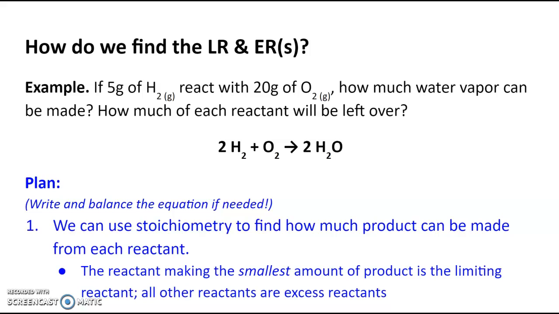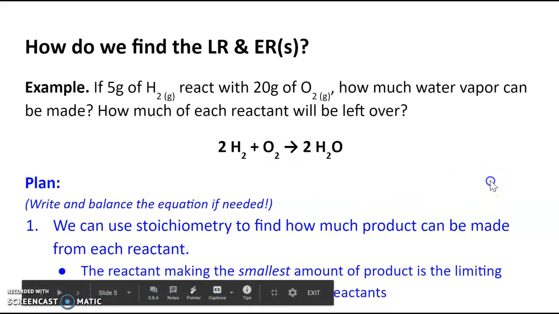First part of the plan is to use stoichiometry to find out how much product can be made from each reactant. So how much water can be made by 5 grams of hydrogen and how much water can be made by 20 grams of oxygen. The reactant making the smallest amount of product is the limiting reactant. All other reactants are excess reactants.